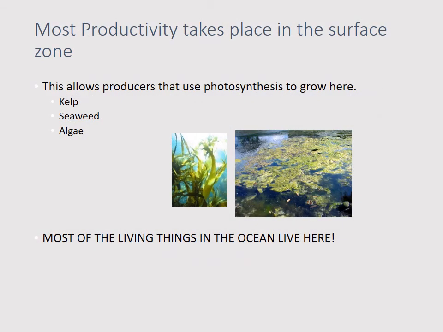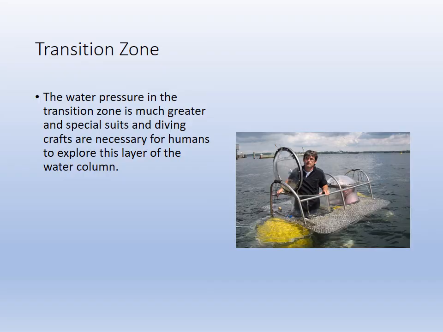All right, so at the surface, you have much more productivity than anywhere else because of the sun. Seaweed and algae are the main photosynthesizers. The transition area has great pressure, so only special suits or special apparatus can make it, so it's tough to explore the transition area.